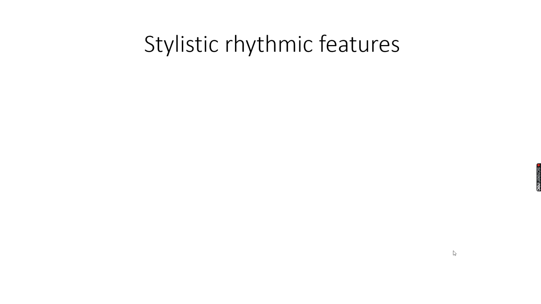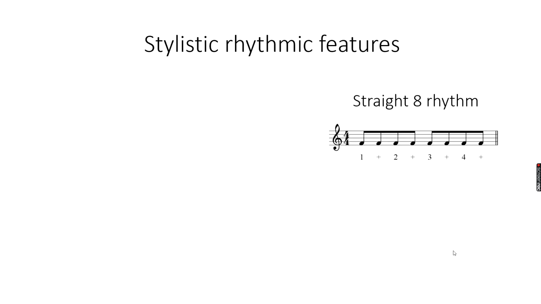Now the next section is what I call stylistic rhythmic features, because these will only happen in certain styles. So one of the most common types of rhythms that is used in pop is the straight 8 rhythm. And we call it straight 8 because we have the quavers.